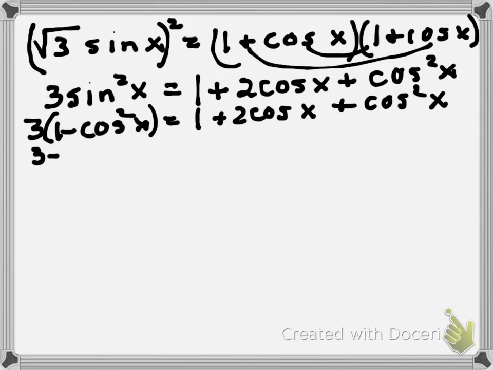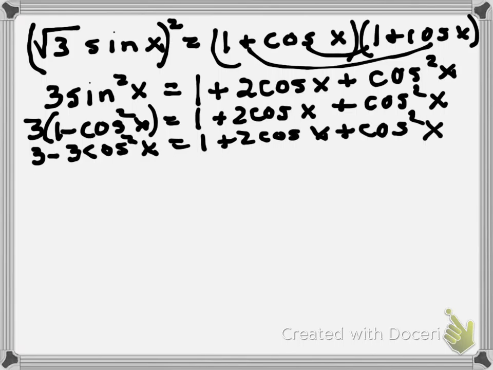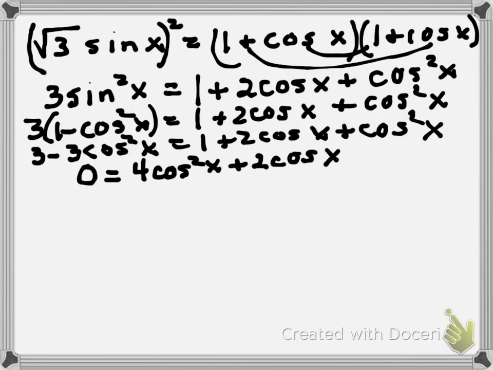Distributive property, 3 minus 3 cosine squared x equals 1 plus 2 cosine x plus cosine squared x. I'm going to add 3 cosine squared to each side, and I'm going to subtract 3 from each side and set this equal to 0. So when I add 3 cosine squared plus cosine squared, I get 4 cosine squared. I still have plus 2 cosine x in the middle, and 1 minus 3 is negative 2.